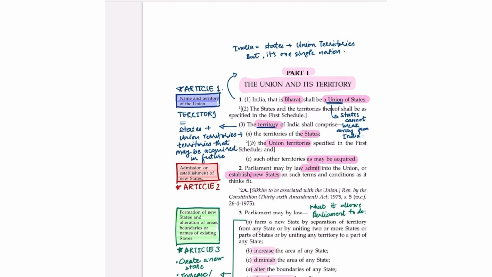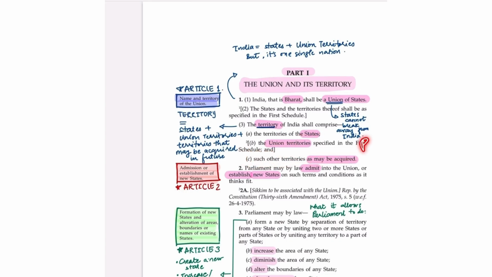Okay, it basically talks about the union and its territories. So article 1 has the name and territory of the union. So India, that is Bharat. So both these names are given in our constitution. Shall be union of states. So what does it mean? Union of states means that states cannot break away from India. So what does it contain? It contains the territory of India: states, union territories, and any such other territories that may be acquired in future.